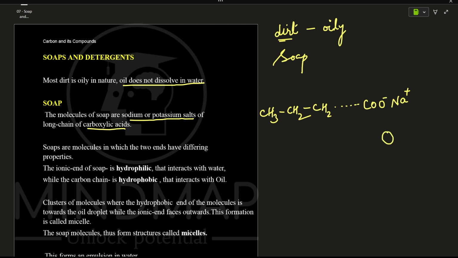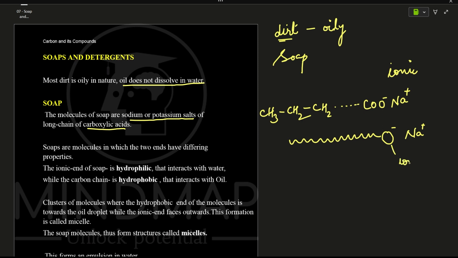We can draw the soap molecule structure as one end being the ionic end, where you can see the ions, and the long chain of the carboxylic acid can be shown by a tail like this. So a soap molecule has two ends. One is the ionic end and the other is the non-ionic end, that is, the long chain of carbon atoms. And both the ends have different properties.